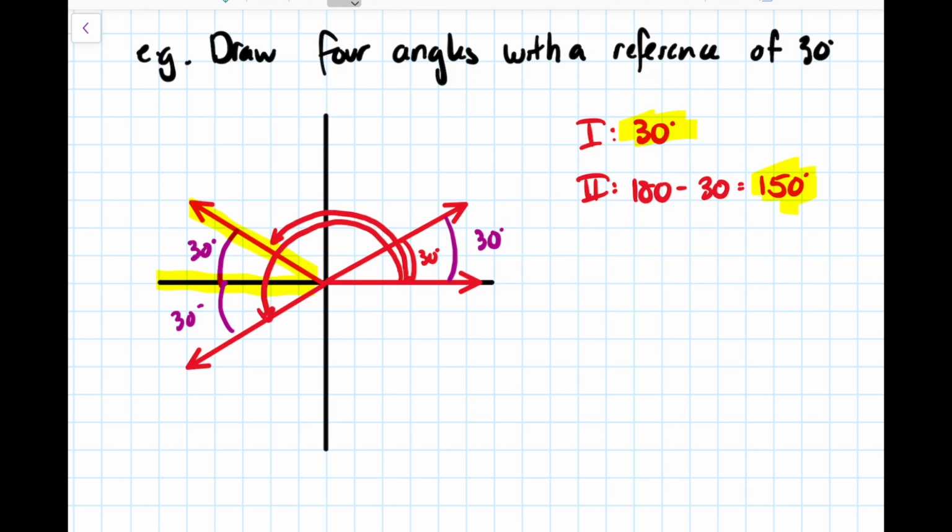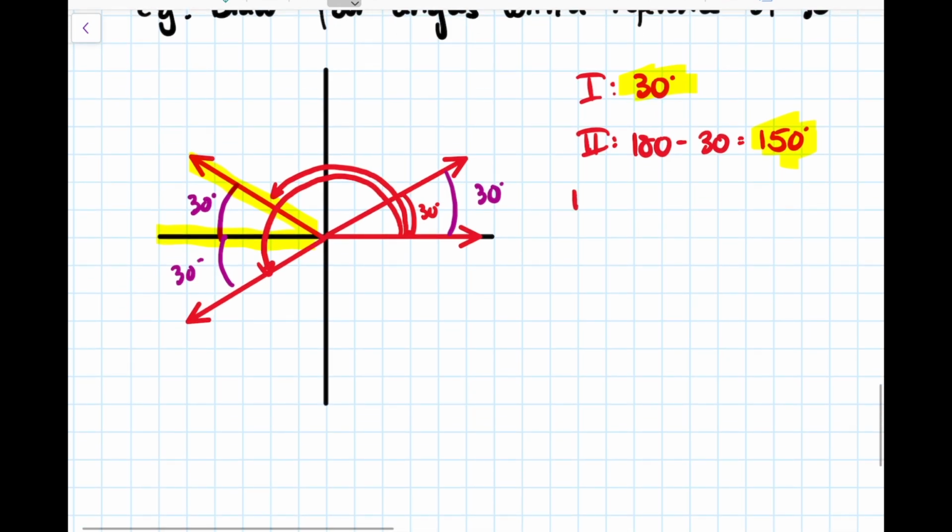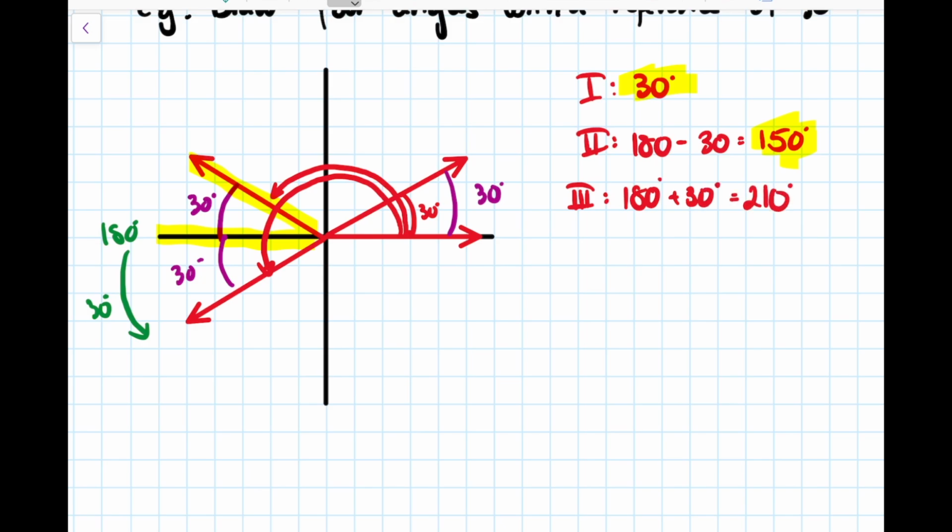And so this is one where people do get a little bit messed up because we're so used to doing subtraction here. But what we're doing is we're starting at 180 degrees, and then we're going further by 30 degrees. So you're not actually going to subtract here, you're going to add. So we do 180 plus 30, which is going to get us 210 degrees.